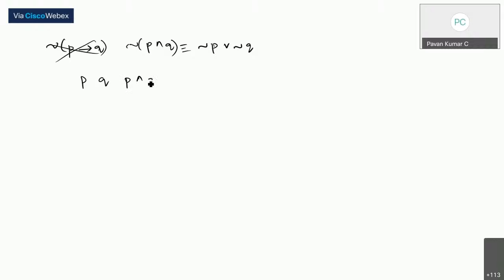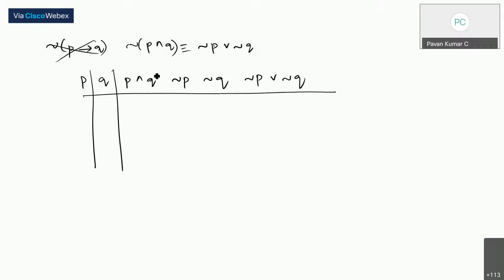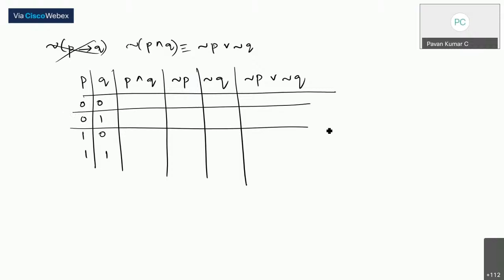So we will see how this has been proved. What we require: negation P, then negation Q, and then negation P or negation Q. Anyway, two variables are involved in this case, so the number of rows will be 4: 0 0, 0 1, 1 0, and 1 1. And how about the entries? Negation P will be 1, 1, 0, and 0. Negation Q will be 1, 0, 1, and 0.